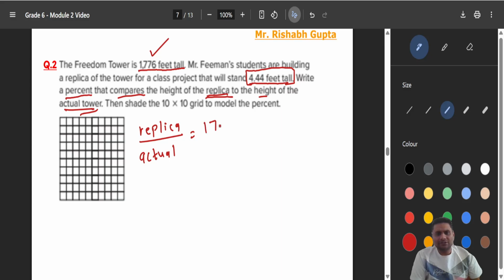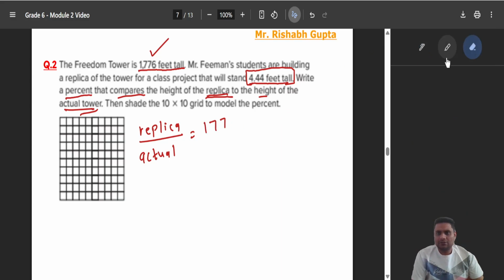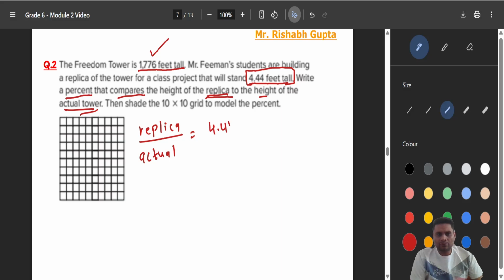The replica is 4.44 and the actual height is 1776, correct? Now we have to fill this inside the grid, but whenever you want to fill something inside the grid, it should be in the percentage form. Okay, now if you want to convert any number into percentage, you have to multiply it by 100. 4.44 multiplied by 100 will give you 444 divided by 1776.